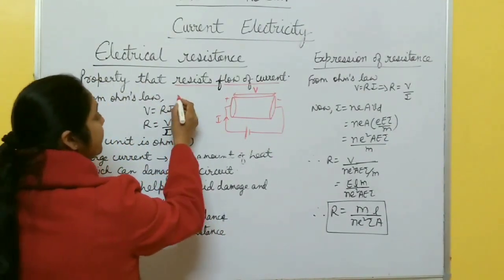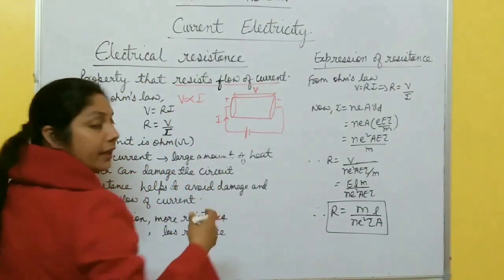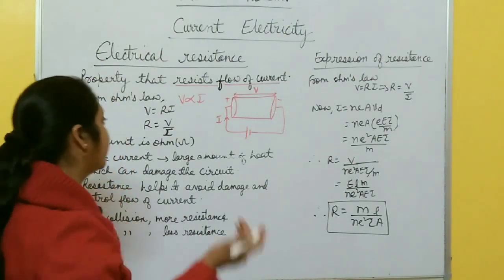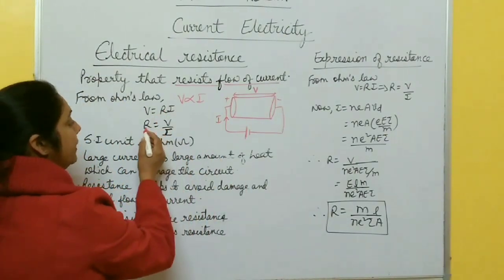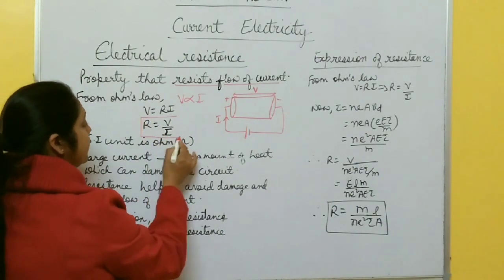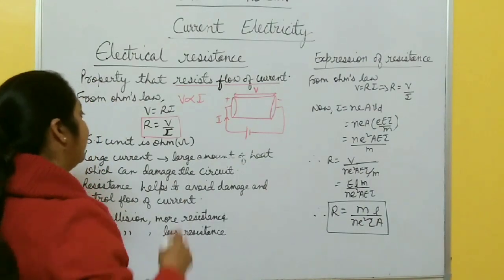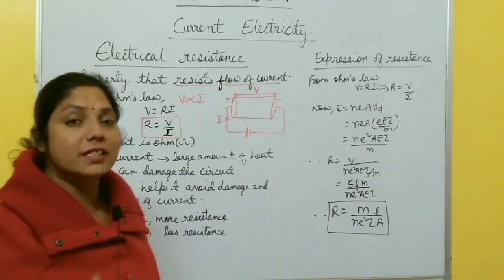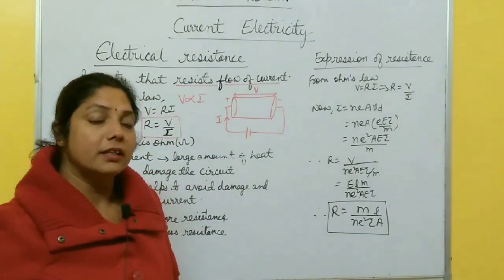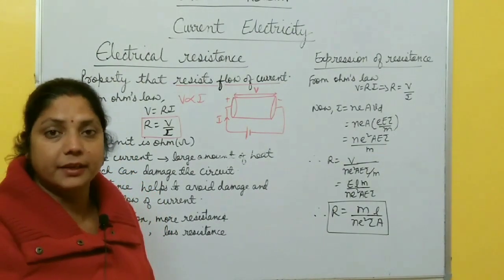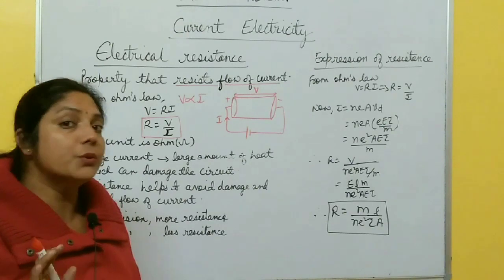This is Ohm's law: V is proportional to I. The greater the potential difference, the greater the current flowing through the conductor. V equals RI, and R is a constant called the resistance of the conductor. It is equal to V by I. But what is this resistance? What is the physical meaning, and why is there a need for resistance in an electrical circuit? Without this, there is no use of Ohm's law.